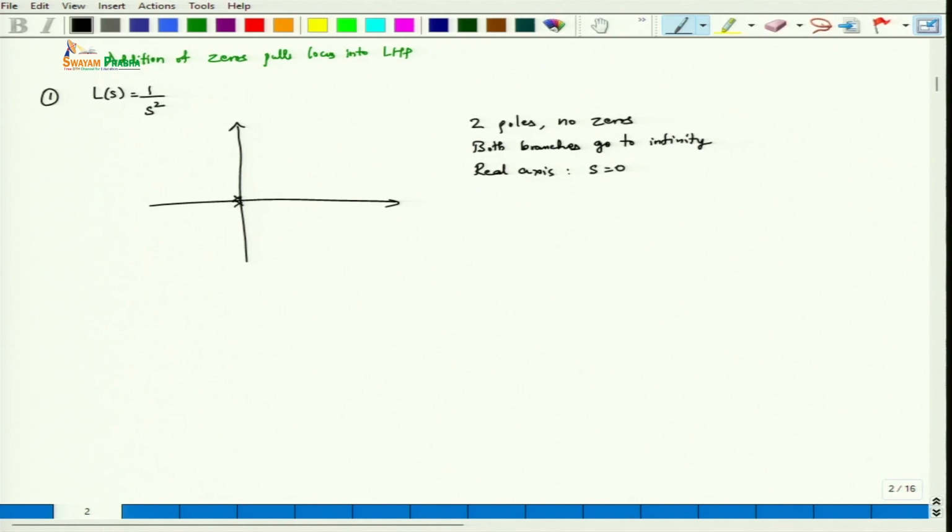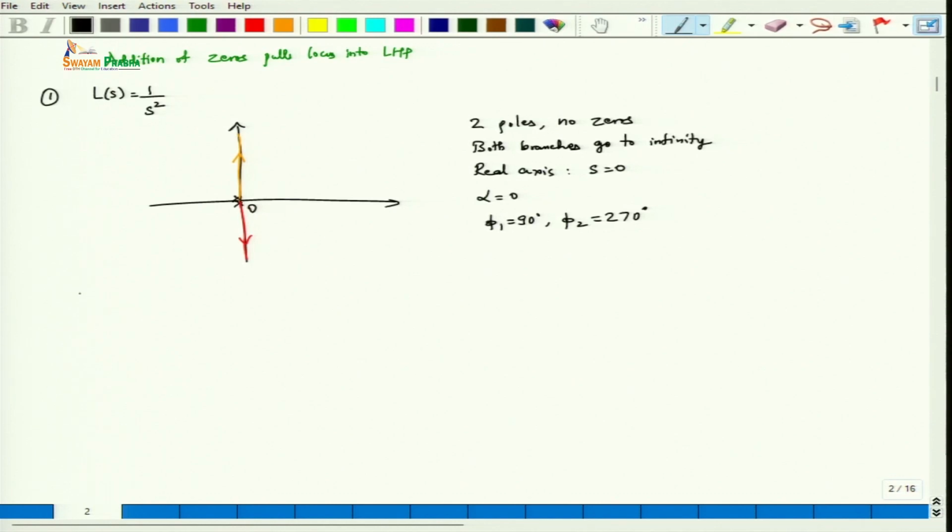For this we have alpha is equal to 0 and phi 1 is equal to 90 degrees and phi 2 is equal to 270 degrees. So, for this case the first loci goes along the positive imaginary axis, the second loci will go along the negative imaginary axis, and this way we get the root loci for this system.